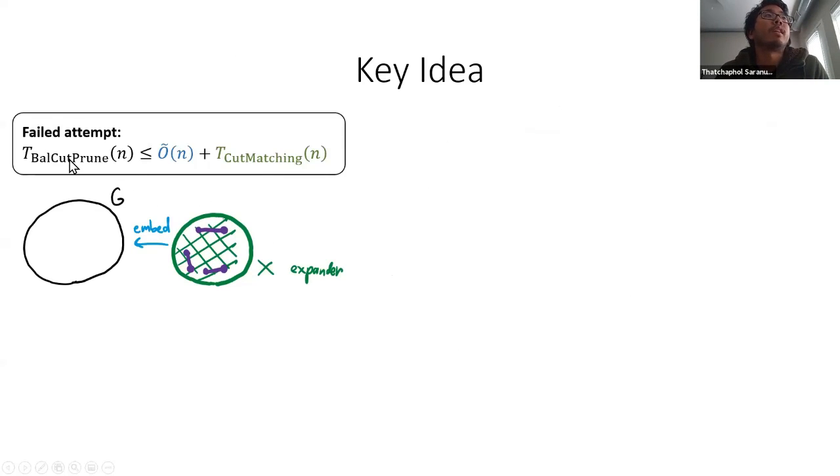So the reduction from bound cut prune to cut matching game is to do something where we want to embed a big expander into a graph. I don't have time to define what embedding is, but the point is that you need to embed an expander into the graph, which will certify that the graph has a good expansion. But to do that, you need to run cut matching game on top of this graph, which is of size n. So the size of the instance is not reduced.